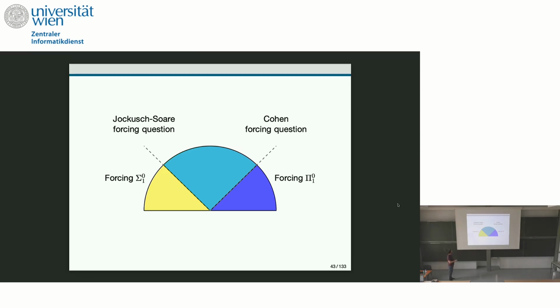So the dividing line is here. In saying that, if the answer is no, it means that you were already forcing the Pi 1 property, because there was no way to find an extension forcing it. But if there is any way, let's put it on this side.